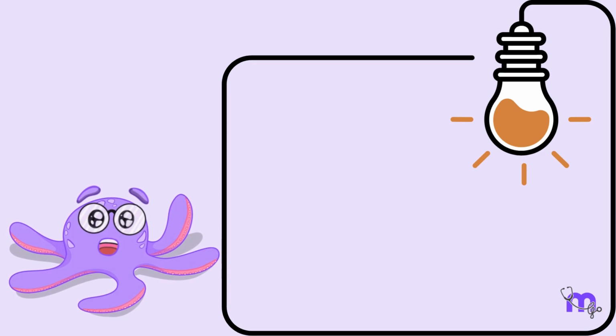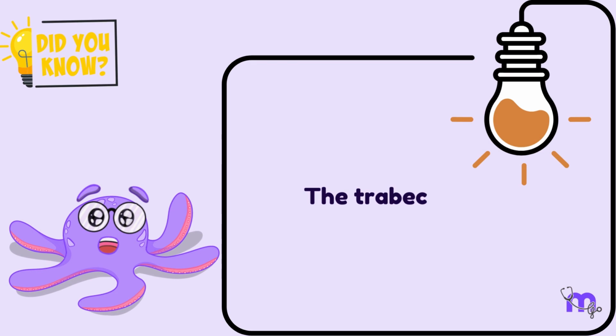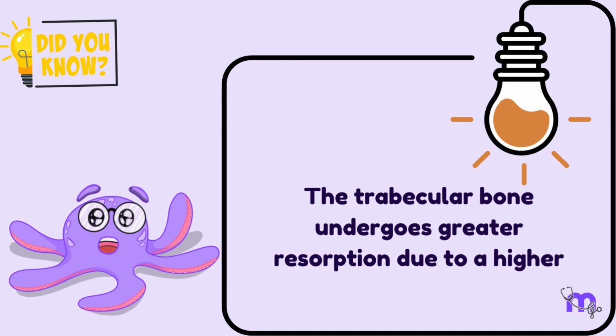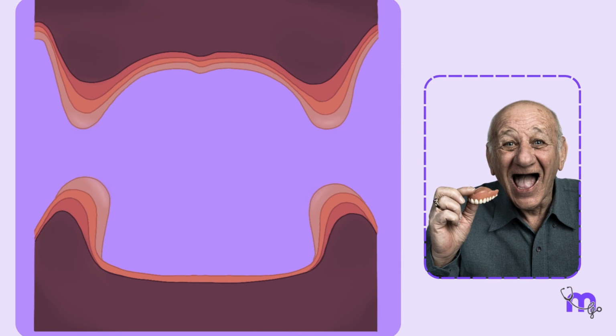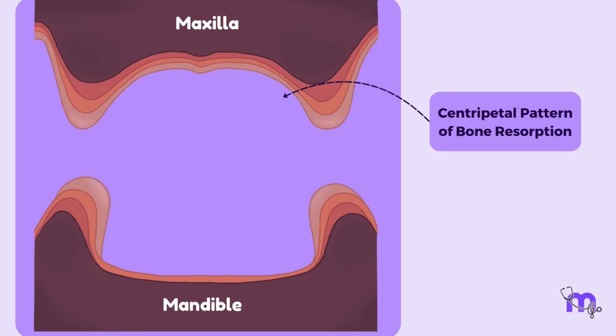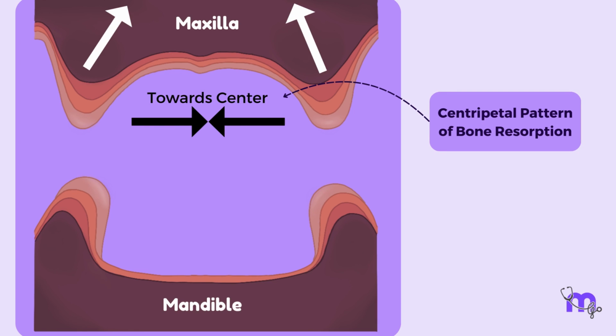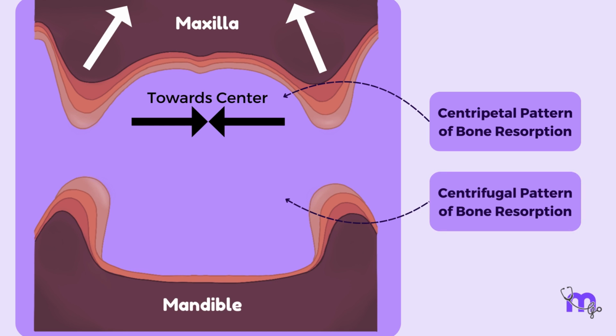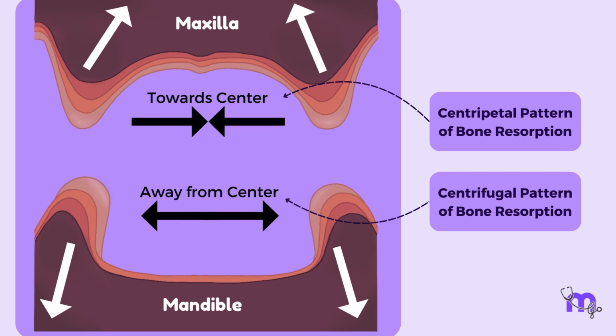Here's a fun fact for you. Did you know the trabecular bone undergoes greater resorption due to a higher surface to volume ratio? So the next time you meet someone wearing dentures, observe the shape of their jaw. You will notice that in most of them, the mandible is bigger than the maxilla. An easy way to remember this is by keeping in mind that the maxilla undergoes a centripetal pattern of bone resorption, that is, towards the center. And the mandible undergoes a centrifugal pattern of bone resorption, that is, away from the center.